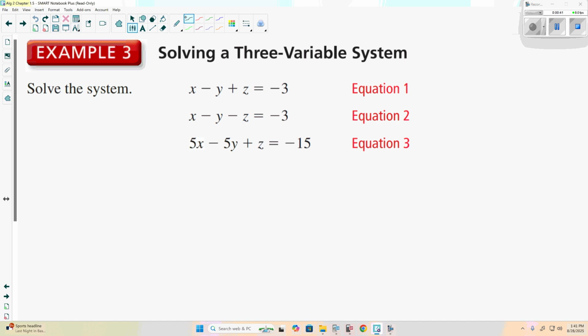So, when we look at this here, again, 3 variables, 3 equations. 3 equations with 3 variables. We need to pick one of the variables to eliminate out of the other 2.